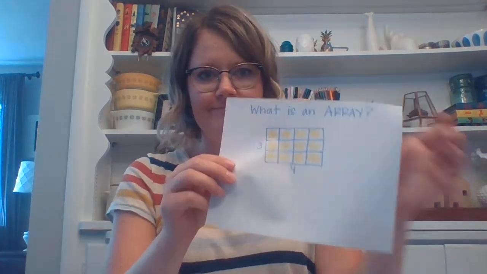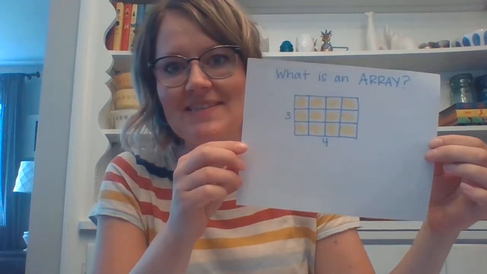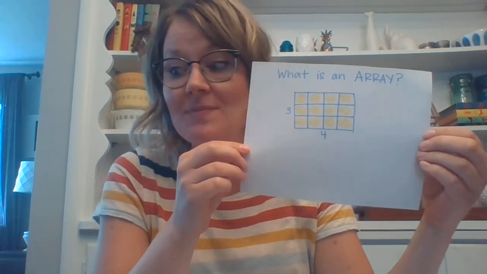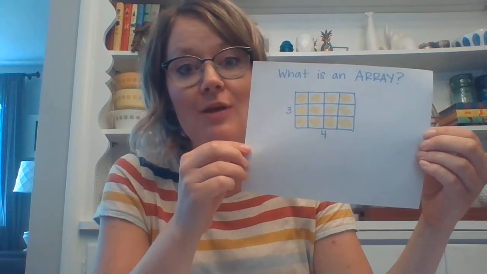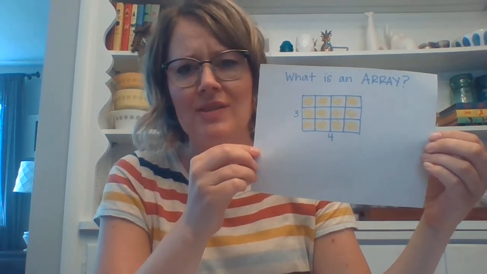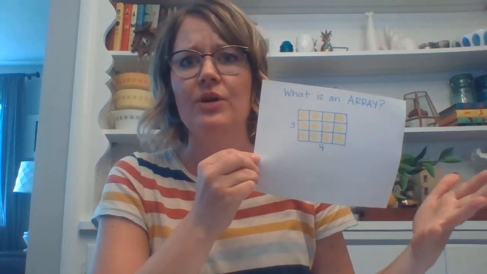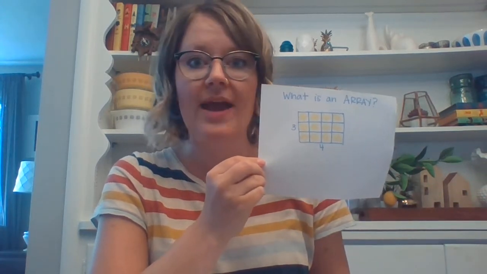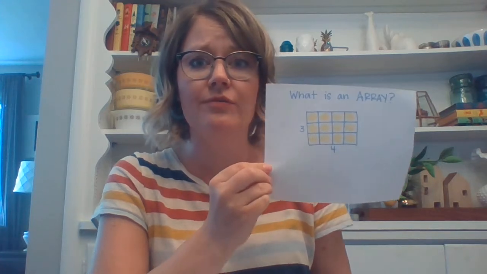Okay, the first thing is, what is an array? You've been working with these probably since second grade actually. An array is made up of columns and rows, and we know that every column and row has the same number in them. We see arrays all the time in real life. An egg carton is an example of a 2x6 array. We use those as a model for multiplication.